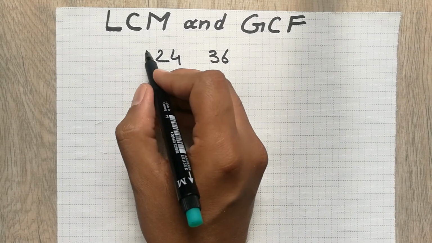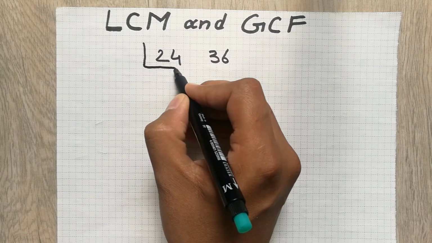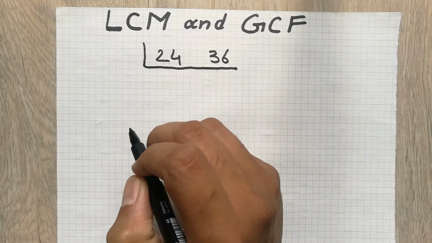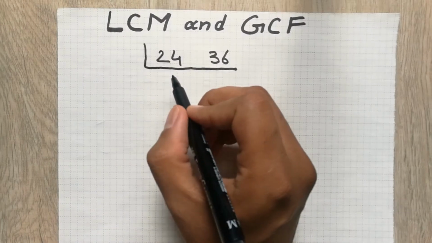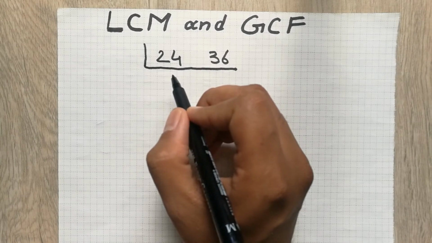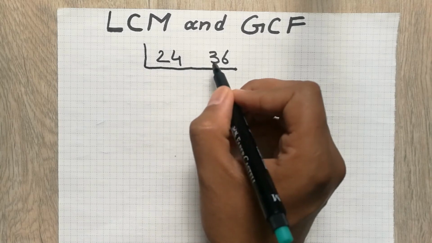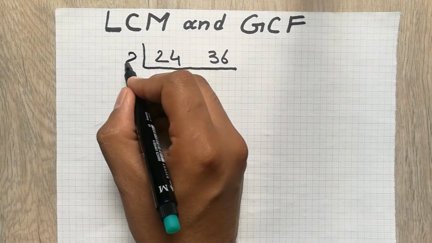Then I will make an L shape over here. This is the L shape, also called the ladder method. Okay, now in the first step, we find the smallest prime number that goes into these two numbers. In this case the smallest prime number will be 2, so we put 2 here.